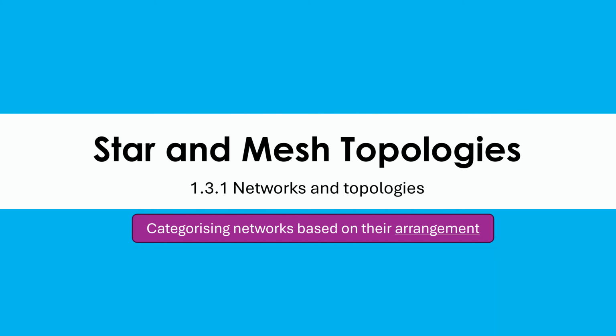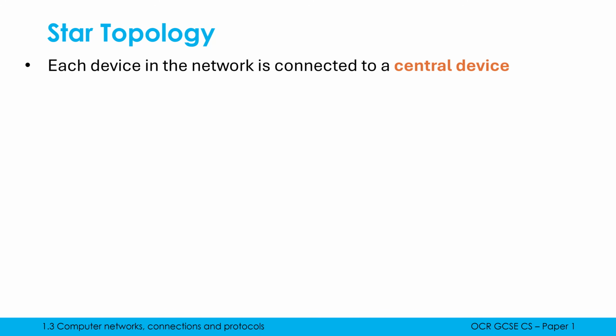Topologies are all about categorizing networks based on their arrangement. And the word topology we can sub out for arrangement. How are the devices physically arranged in our network? And there are a number of different topologies. We're just going to have a look at two of them in this video, starting with the star topology, which is maybe the most common, especially in a home.